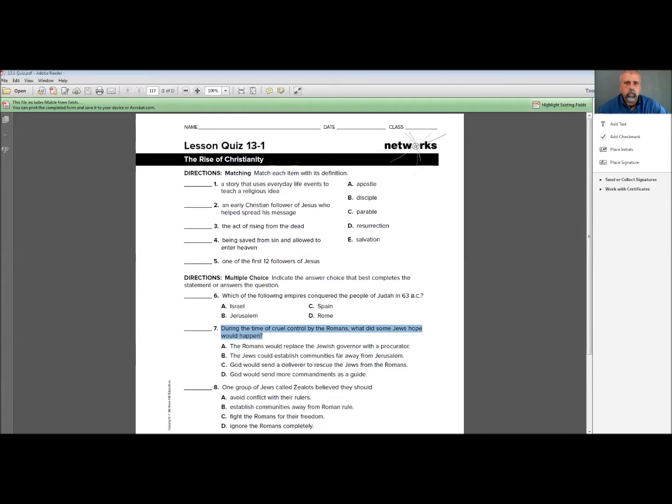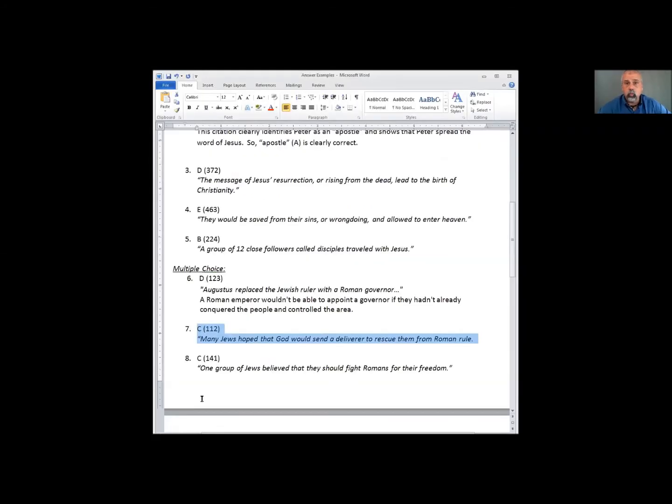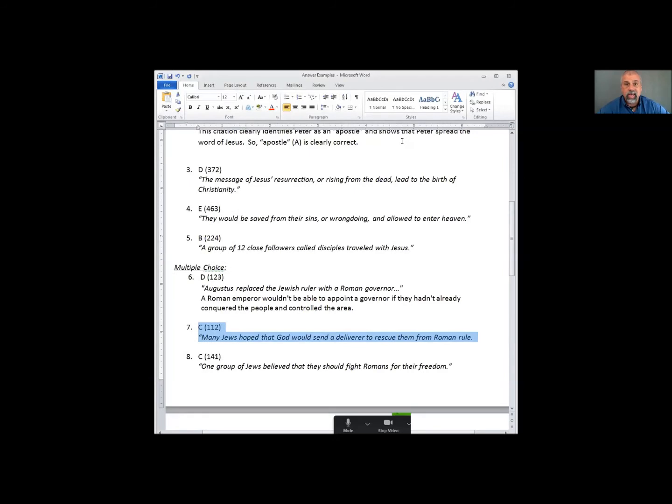If we look at the question, it's asking, what did some Jews hope would happen? Not how did the Jews respond to Roman rule? It's a subtle difference in language, but it's a vital one. Because if we go to page 1, paragraph 1, line 2, it clearly states that many Jews hoped that God would send a savior. Now, the question, answer, and evidence all line up with clear reasoning, and we know we have a good answer.